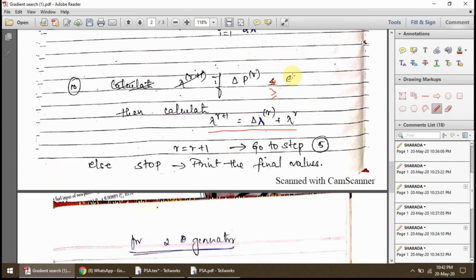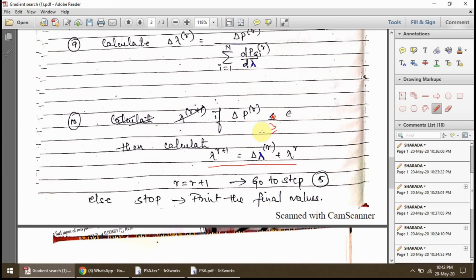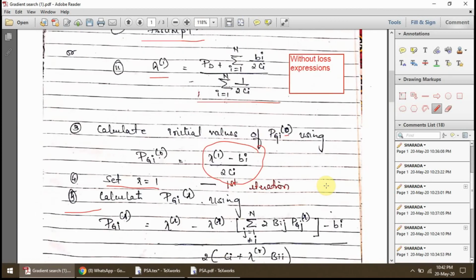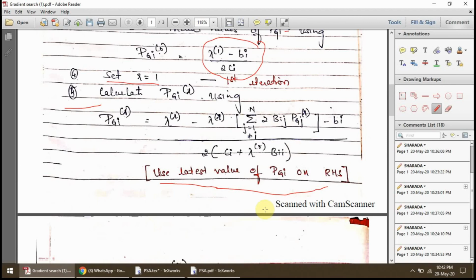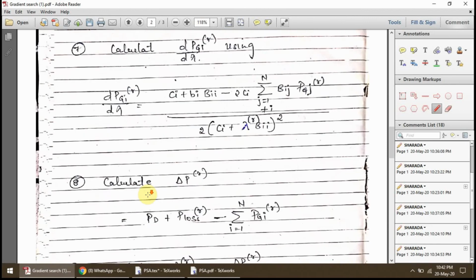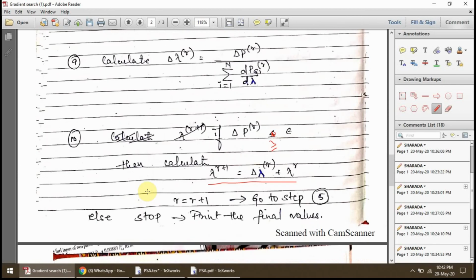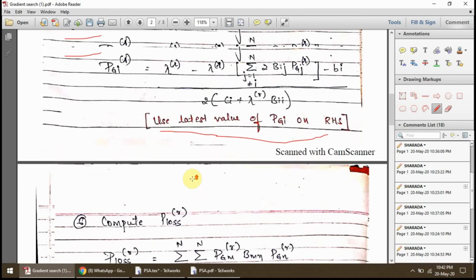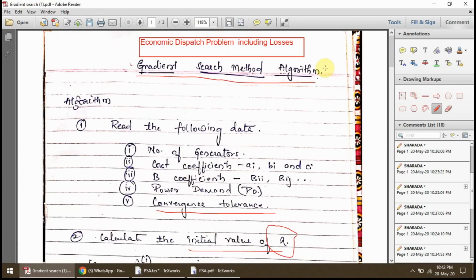Clear? If we have reached the desired accuracy level, then we will stop and print the values, or we will get these values as the final values. So this is the step for solving economic dispatch problem including the loss.